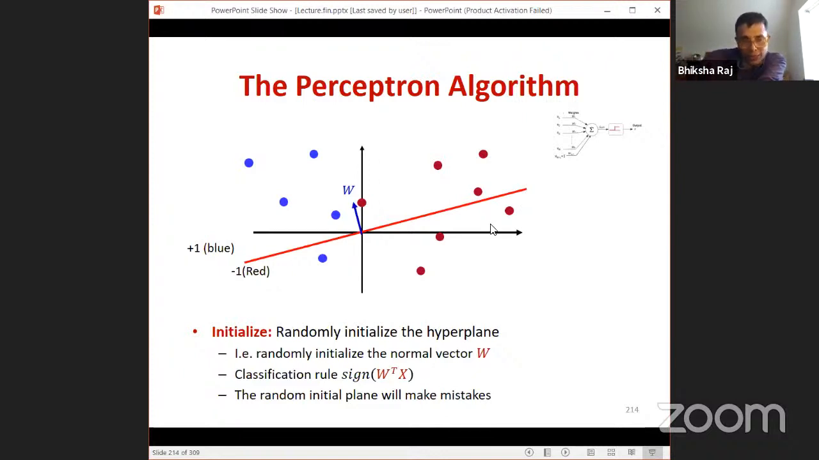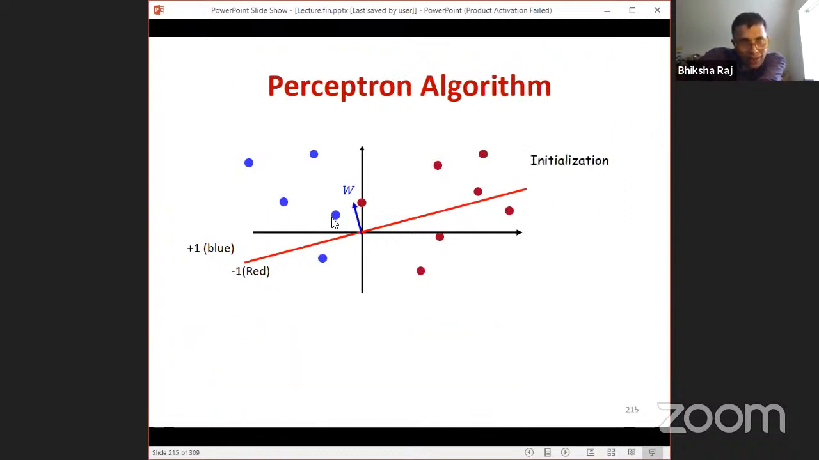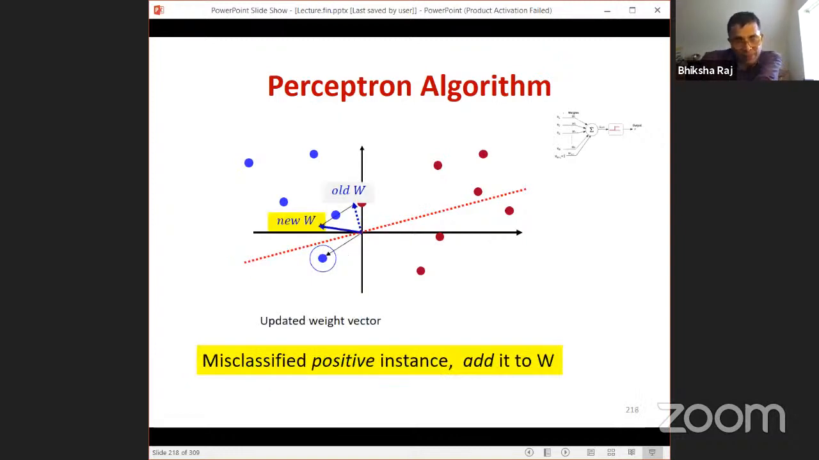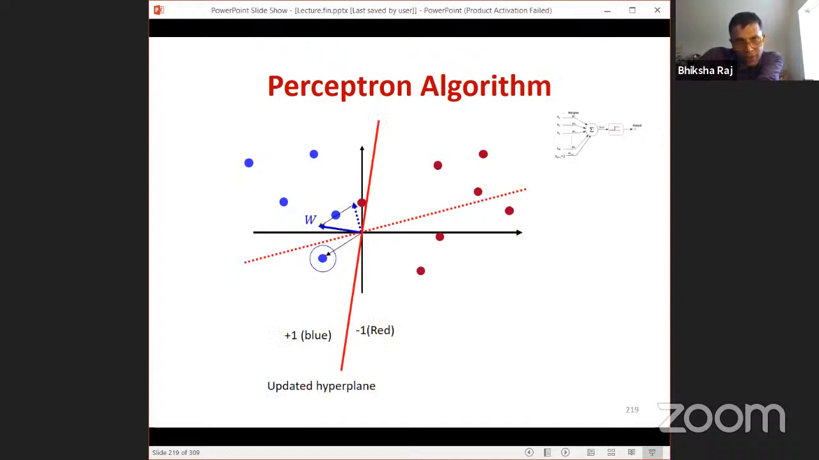So now let's cycle through the training points. If you cycle through the training points, you're going to find that all of these guys are correctly classified, nothing to do. But then you find that this training instance is misclassified. For this training instance, the ideal weight vector points directly at the training instance. So what we will do is add that vector to the current weight vector. And this drags the weight vector towards this training instance. And that naturally changes the decision boundary to this position over here.